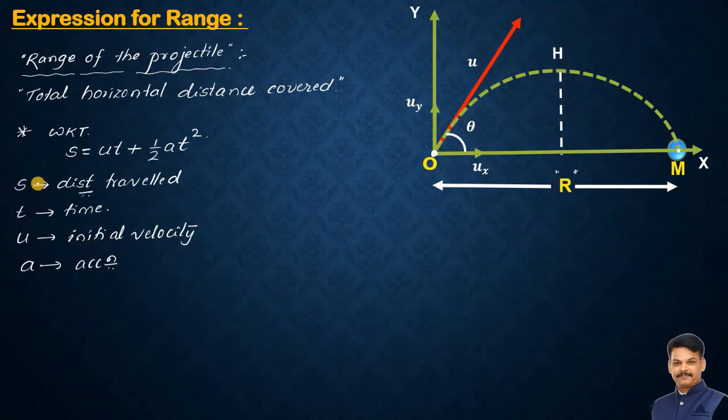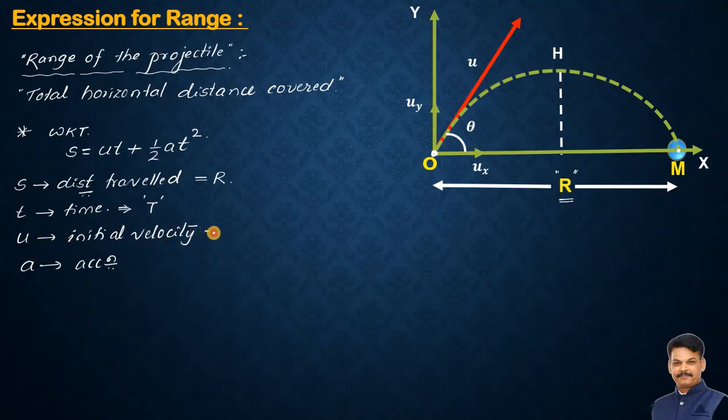Now we have to apply all these factors to the diagram you are seeing. Observe the diagram, dear students. Here R is the range, the maximum or total distance traveled by the projectile. Therefore, the distance traveled can be represented by R. Of course, the time of flight remains the same, so you can consider it as capital T, the total time taken by the projectile to reach the point M.